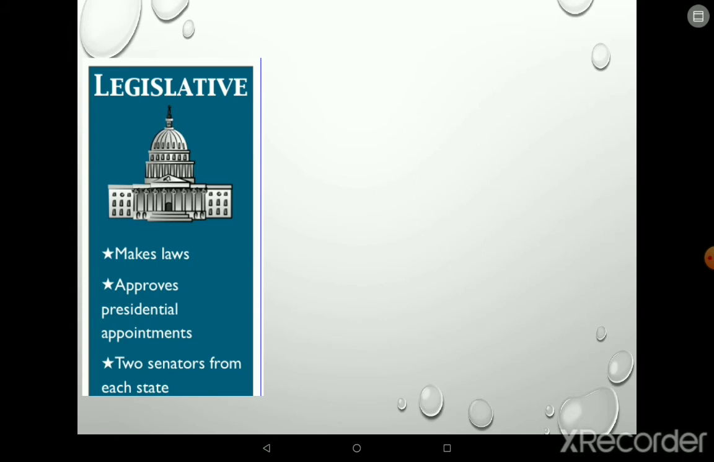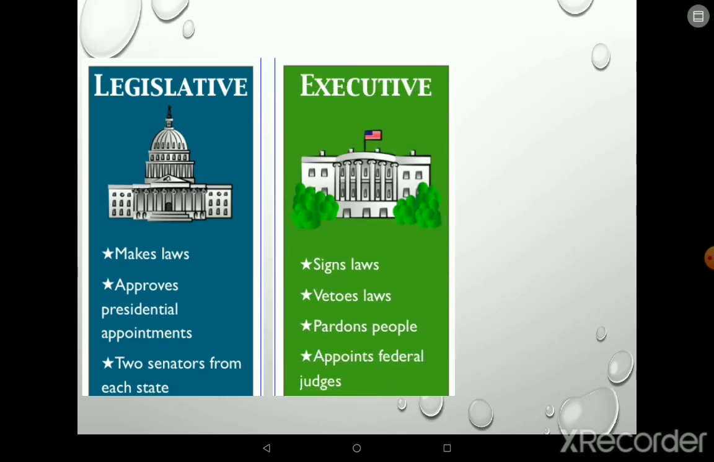First, we have the legislative government. This part of the government makes laws and approves presidential appointments to the Senate from each state. Then we have the executive, which means whatever laws are being made are implemented by the executive government, like signing laws, vetoing laws, pardoning people, and appointing federal judges.